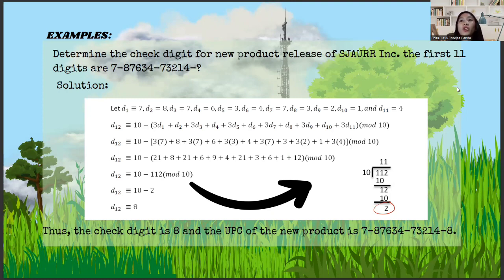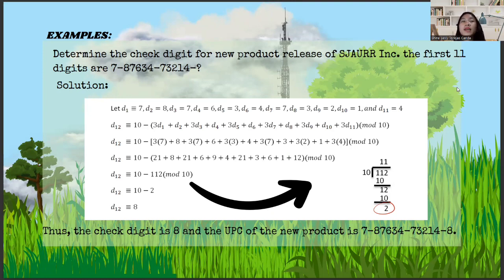After that, we multiply. We now have D sub 12 congruent to 10 minus (21 plus 8 plus 21, and so on). Since there is nothing left to simplify, we add all the digits in the parentheses. So D sub 12 is congruent to 10 minus 112 modulo 10.